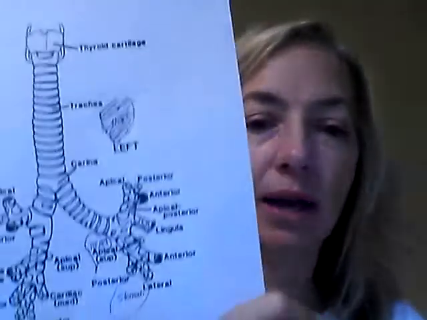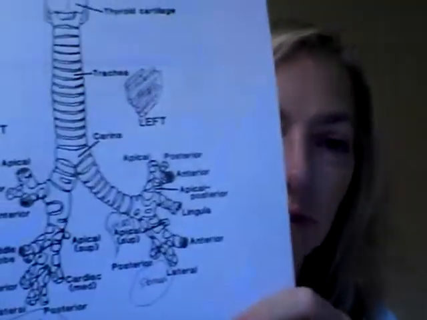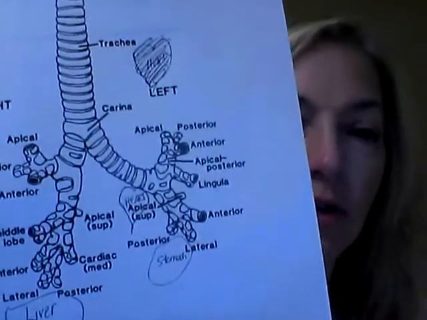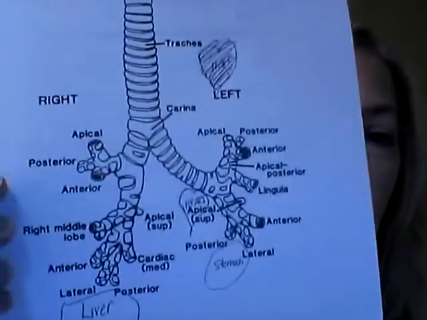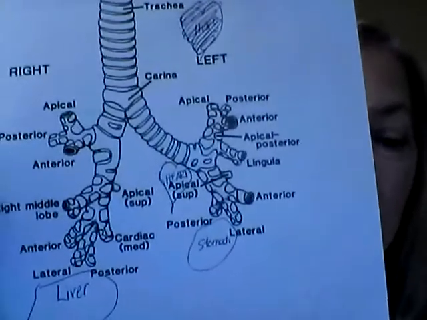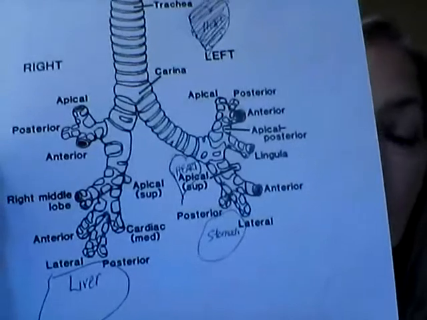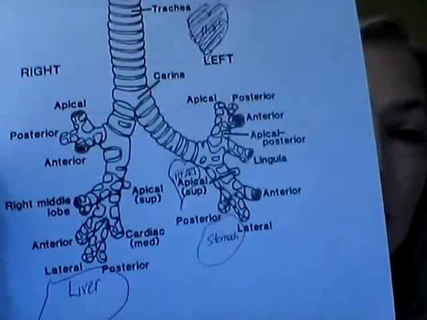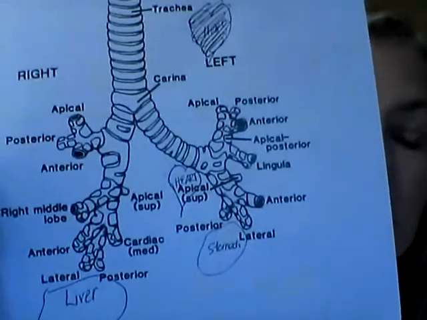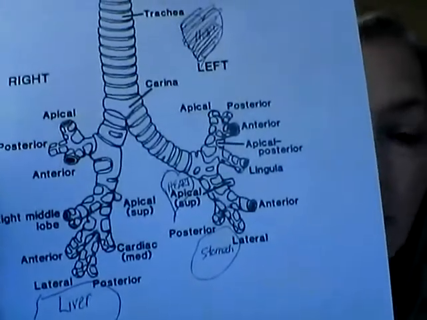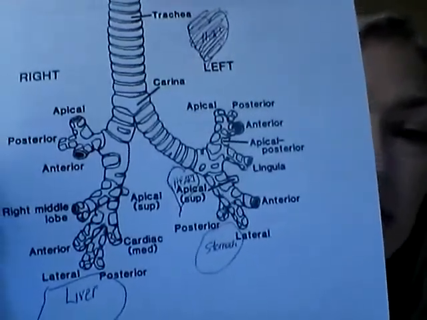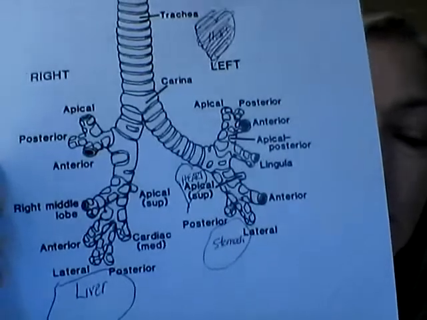The main stem bronchi: the right is shorter and more vertical, so there's a greater aspiration risk in the right lung. The left bronchi are long and more horizontal, and the bronchi separate into 3 segments on the right and match up with the 3 lung lobes that are on the right. The right lung is larger than the left, and there are 2 segments on the left that match up with the 2 lobes on the left.